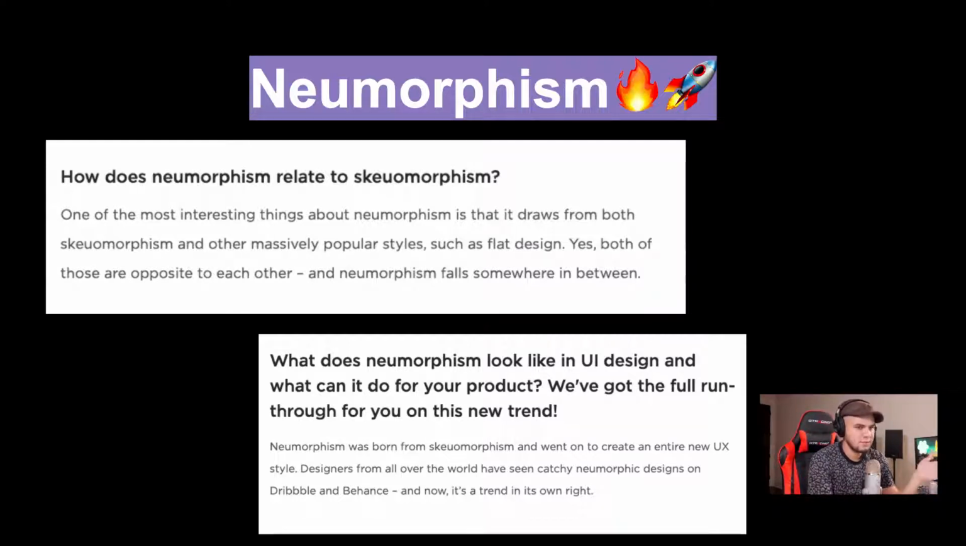If you're looking to make things a little more like the real world, but at the same time keep them minimalistic and digital, that's more neomorphism. So it's in between making them very flat and making them very real-world alike. Neomorphism is pretty much that. It's in between skeuomorphism and flat design. Skeuomorphism and other massively popular designs such as flat design are opposite to each other, and neomorphism falls somewhere in between.